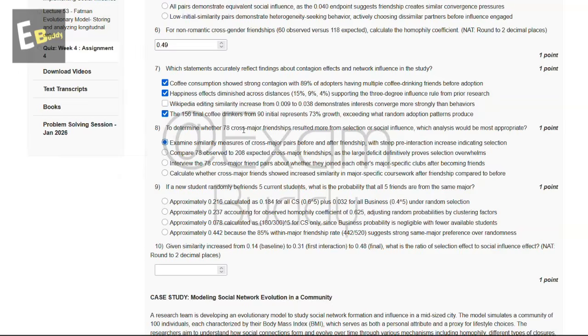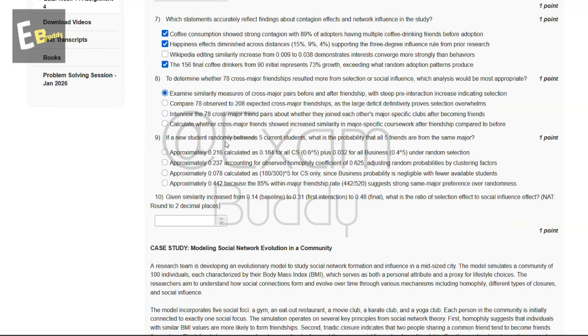And now let's go to our question number 9. If a new student randomly befriends 5 current students, what is the probability that all 5 friends are from the same major? So these are the options, and the answer of our ninth question is also A. Approximately 0.216, calculated as 0.184 for all CS, 0.6 to the power 5, plus 0.032 for all business, 0.4 to the power 5, under random selection.